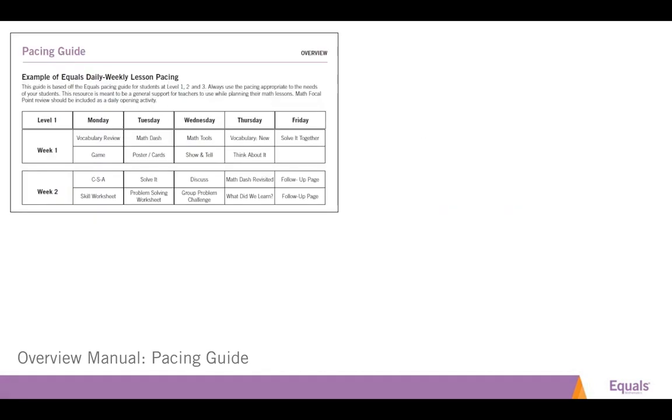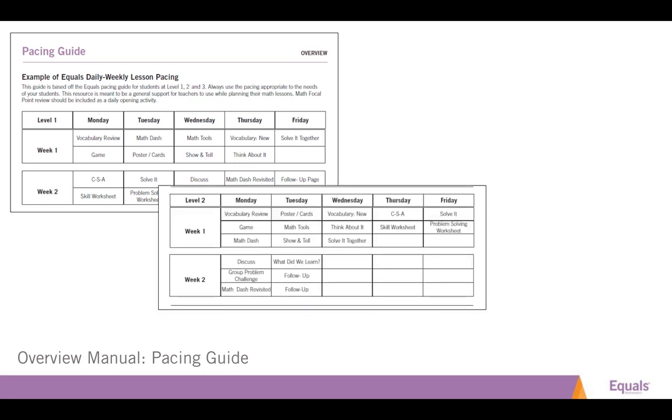The overview manual provides a pacing guide to help teachers begin teaching at an appropriate pace. Then, fine-tune it to fit student needs. For each level of support, a pacing guide has been provided. Level 1 is for students that require the most support. Each lesson component has been spread out across 2 weeks for students at Level 1.